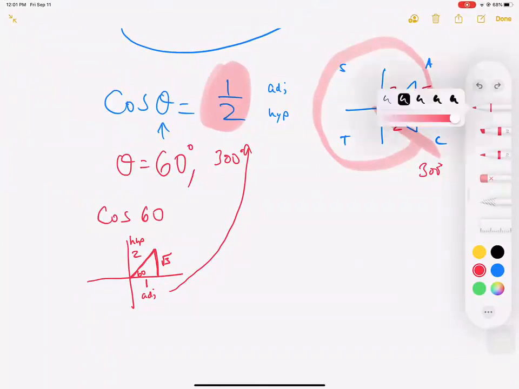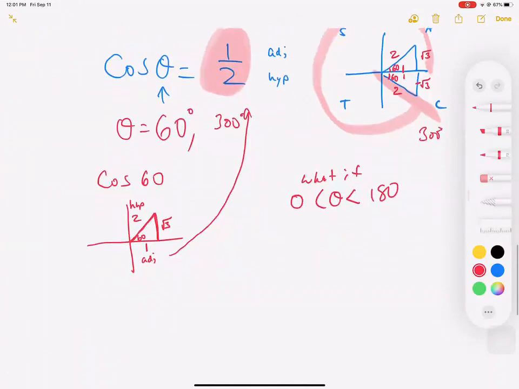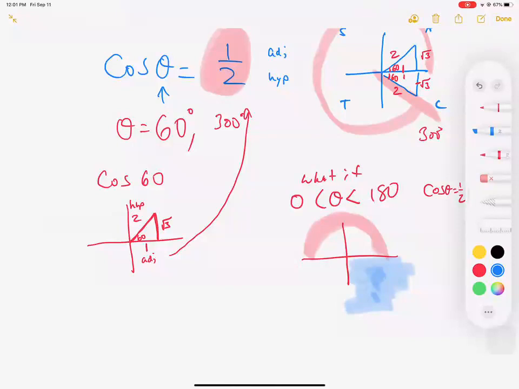Now, do we always talk about the full circle? Answer is no. What if theta was between only 0 and 180? So to visualize this, what if I said cosine of theta is 1/2, like we said before? Cosine of theta is 1/2, but I only want theta between 0 and 180, only up here. Would quadrant 4 have been a possibility? No, we couldn't have used it.